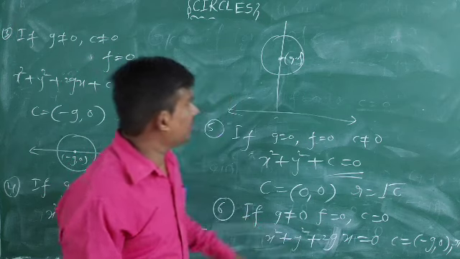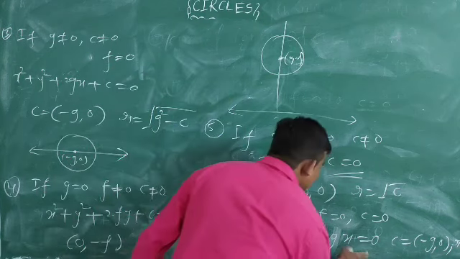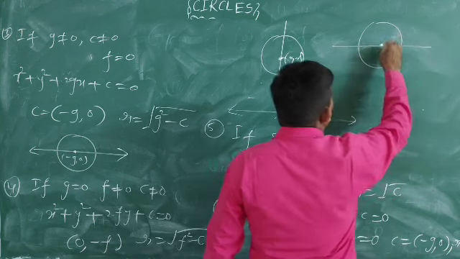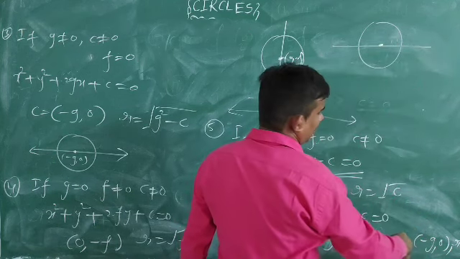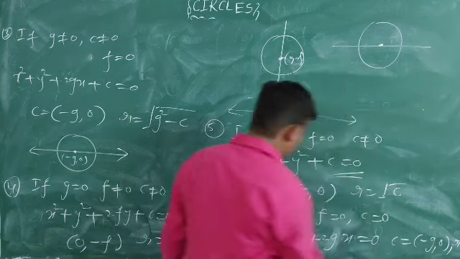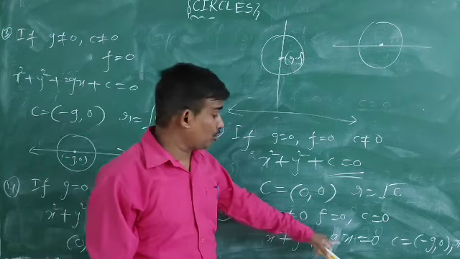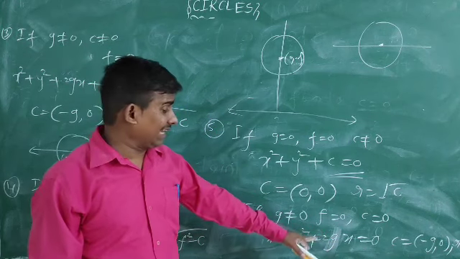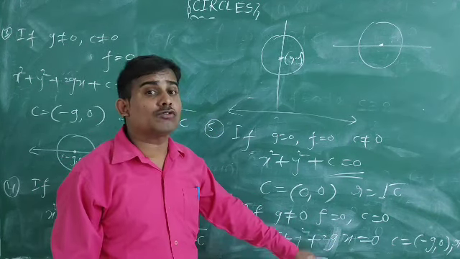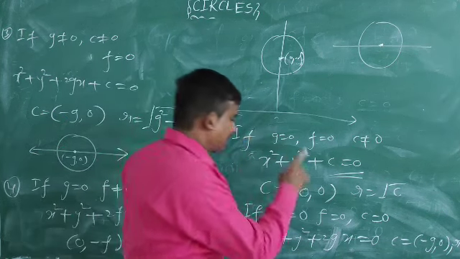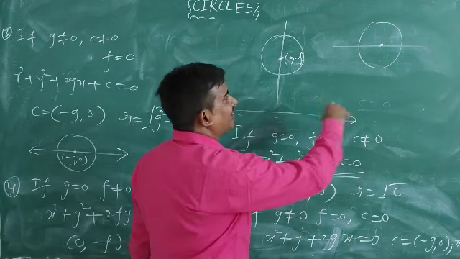Its center lies on the x-axis, and its radius will be... And also it is passing through the origin. How can you say it passes through the origin? There is no constant term. In a circle equation whose constant equals 0, the circle passes through the origin. That's why it passes through the origin, and also its center lies on the x-axis.